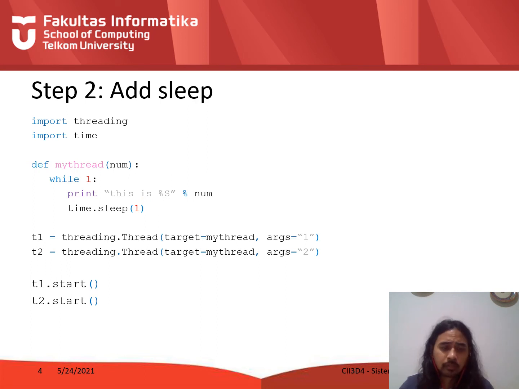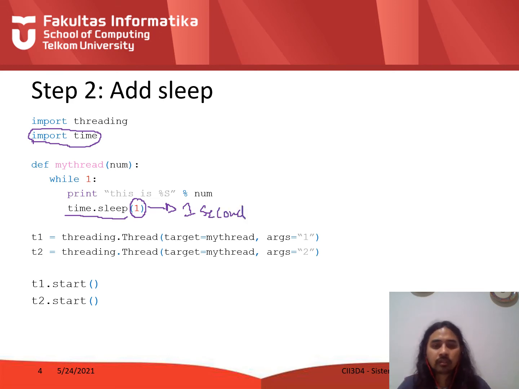To make the loop longer, we add sleep. Before we can add sleep, we need to add the library that provides it, which is called time. So here we import time, and after we print "this is %s," we call time.sleep(1). This is in seconds, so 1 means 1 second. If you want to make it 2 seconds or anything else, you can do so. Now this is finished, and we will execute the program.